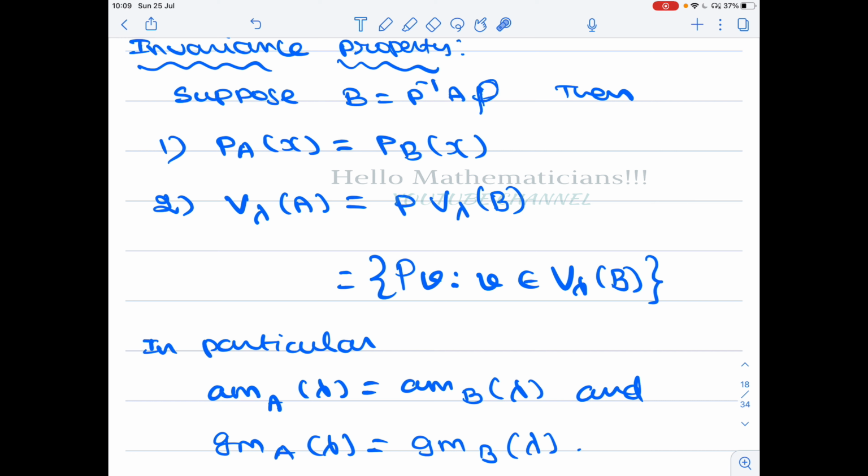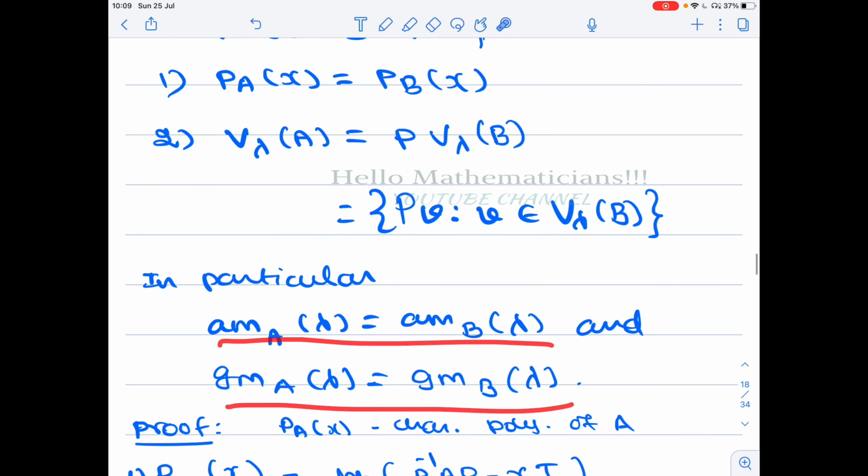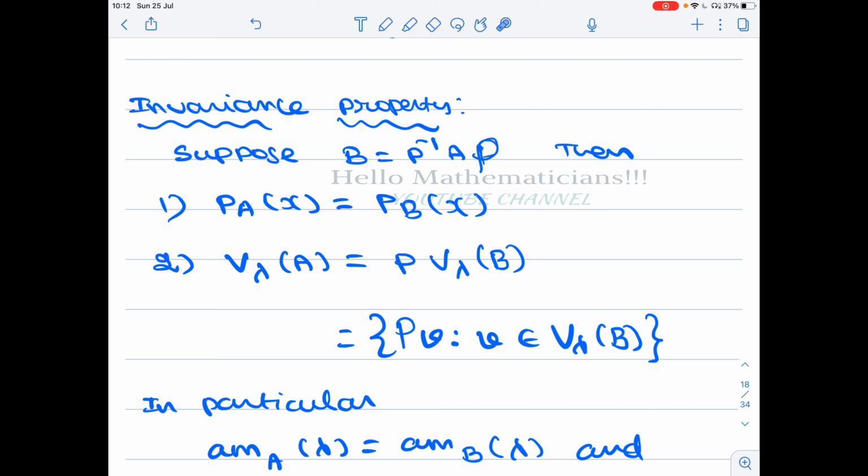So if two matrices are similar, they have the same characteristic polynomial, and there is a relation between their eigenspaces also. The eigenspace of this matrix is obtained by taking the image of the eigenspace of the other matrix under the matrix P. So P times V lambda of B means the set of all PV such that V belongs to V lambda of B. Okay, this is the result. In particular, algebraic multiplicity matches and geometric multiplicity matches. Why are we doing this result? Because suppose a matrix is similar to a Jordan matrix, then we want to understand the relation between the matrix and the Jordan matrix.